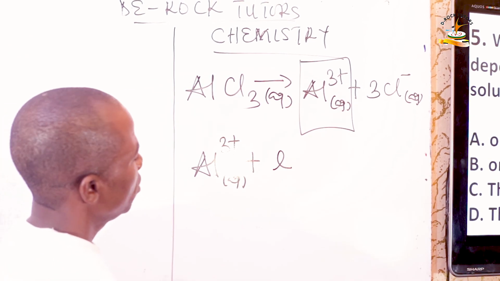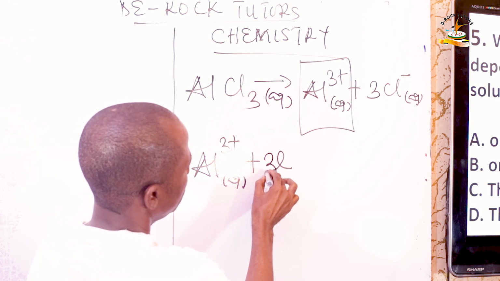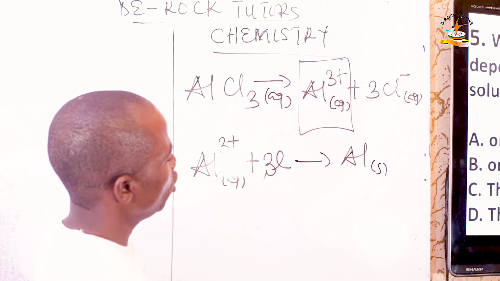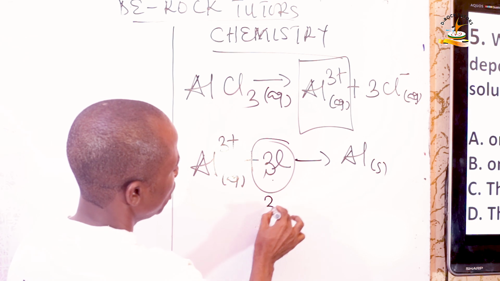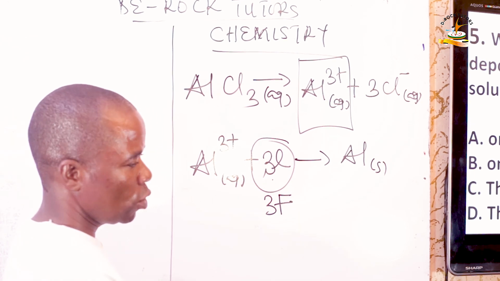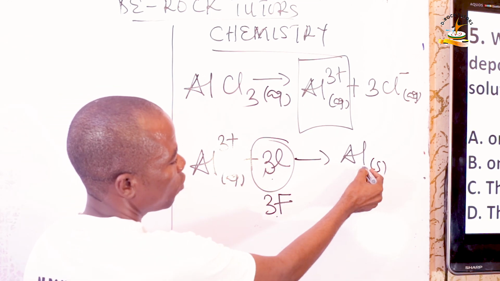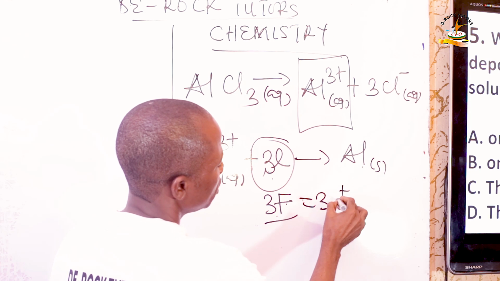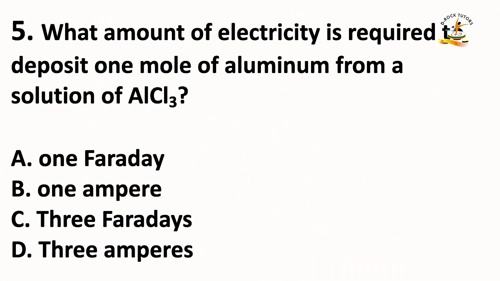We want to find out how many faradays of electricity we need to discharge one mole of aluminium. How many electrons will Al3+ gain? Since you have plus 3 here, there will be 3 electrons to form one mole of aluminium in solid form. Don't forget that 1 electron is equal to 1 Faraday, so 3 electrons is equal to 3 Faradays. So 1 mole of aluminium requires 3F, that's 3 Faradays of electricity. If you look at the options, that is option C. So the correct answer is option C.